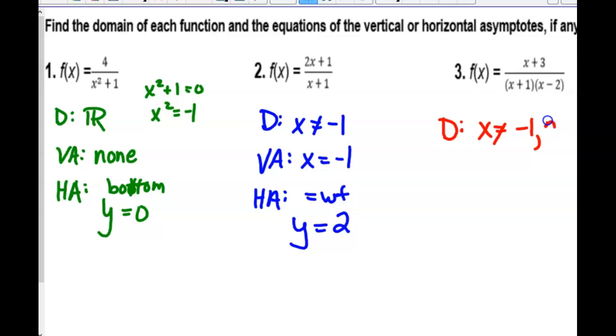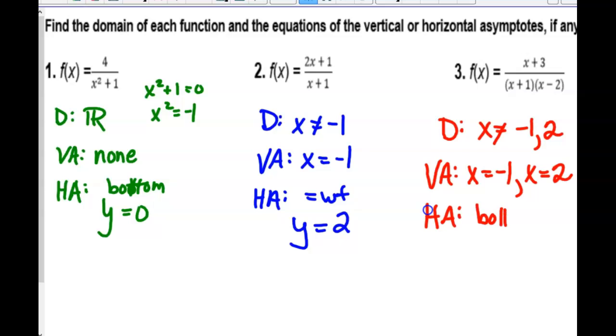-1 or +2, which means there are vertical asymptotes at x equals -1 and x equals 2. Okay, top heavy, bottom heavy, equal weight. Bottom heavy means y equals 0. Okay, could you do those kind of things on the quiz? Well, you have the reference sheet, right?